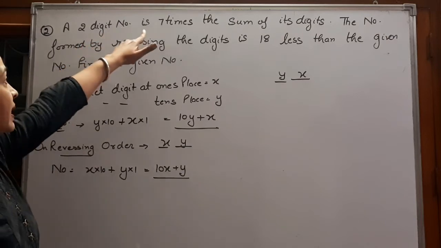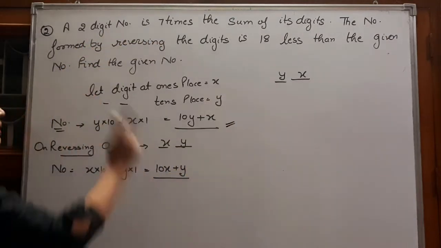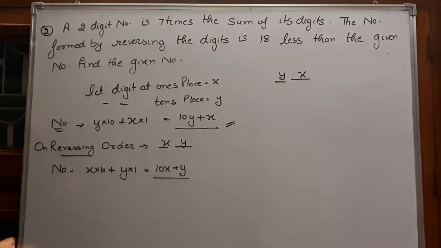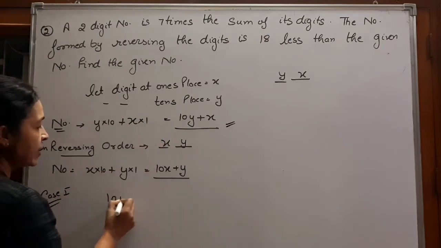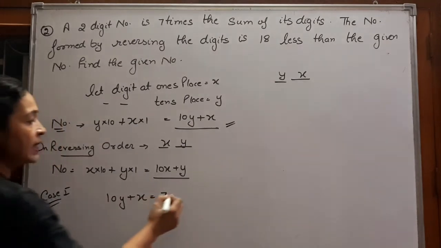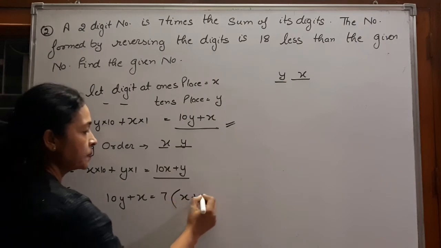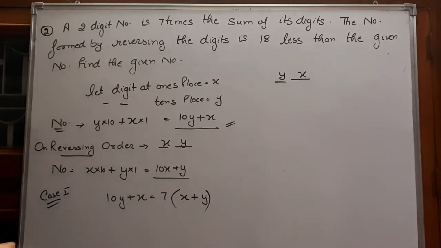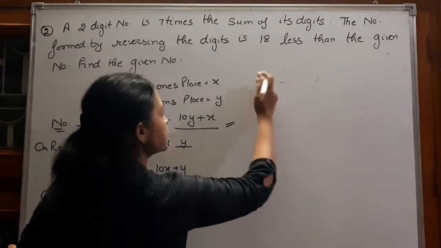Now children, back to our question. A 2-digit number is 7 times. This is our 2-digit number. This number is 7 times the sum of the digits. Case 1. A 2-digit number which is 10y plus x is 7 times the sum of the digits. Digits were x and y. Got it?